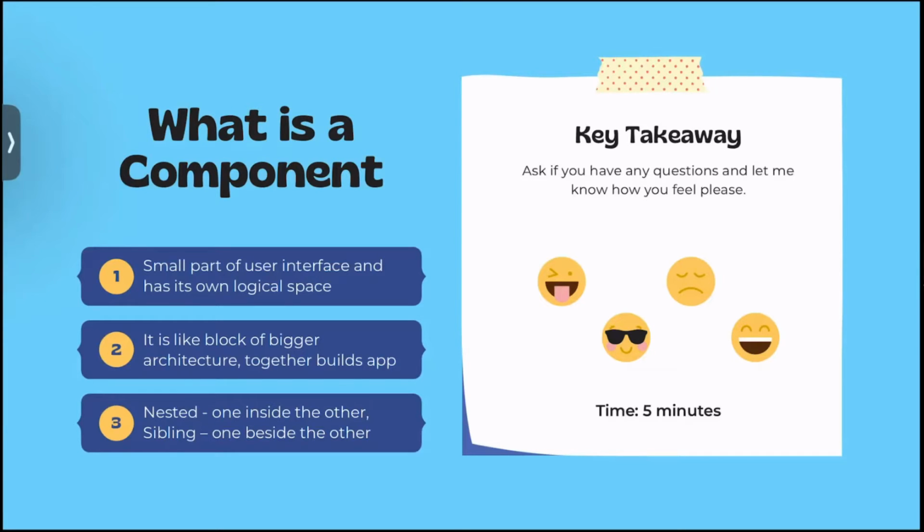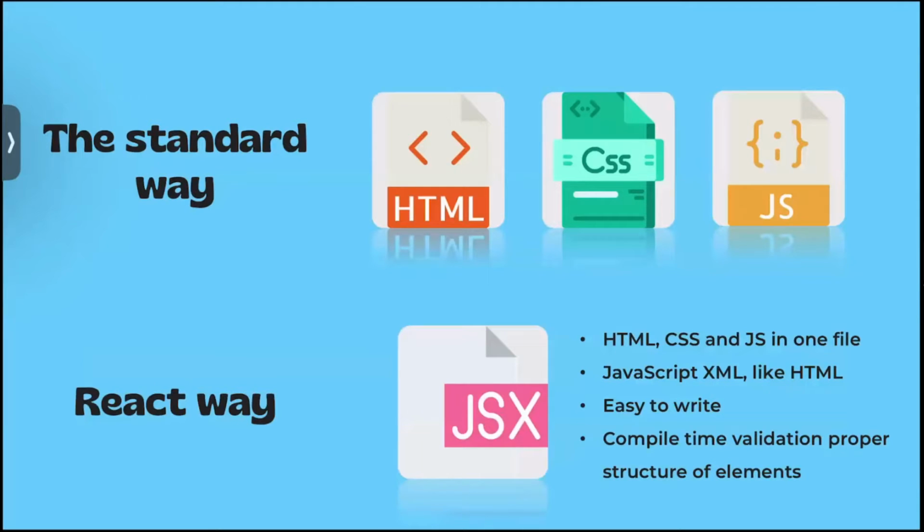If you're rendering an input element, that should behave the same way, with the unique behavior of that one component, and it should work that way. So we have seen what is nested, what is sibling. So what is the standard way of creating a web app?